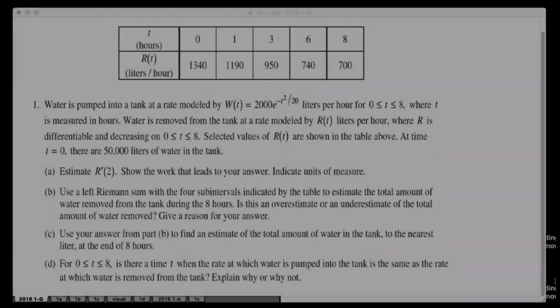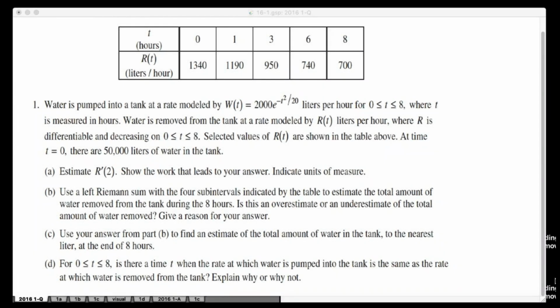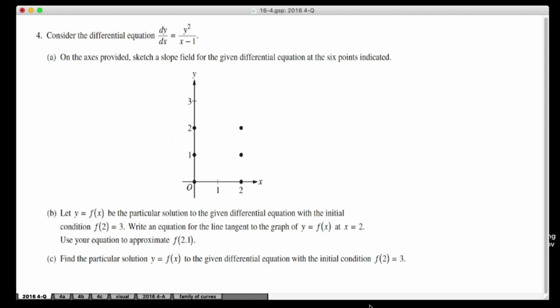This is Calculus AB 2016 AP exam question number 1. This is Calculus AB 2016 AP question number 4.